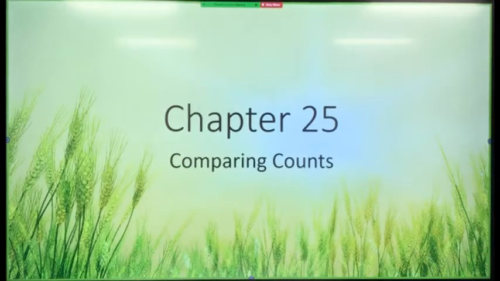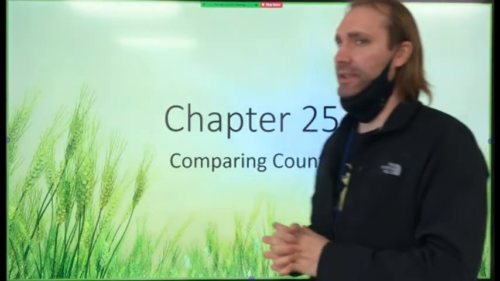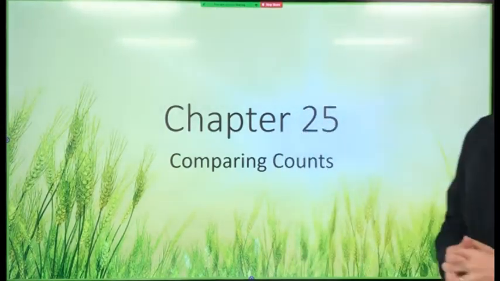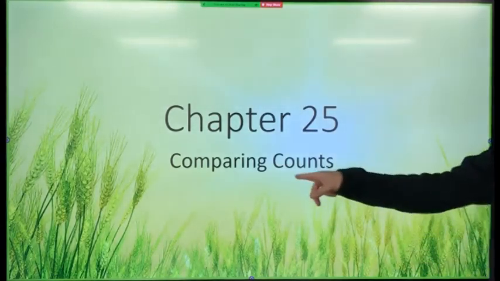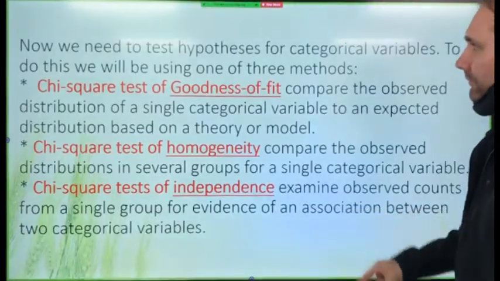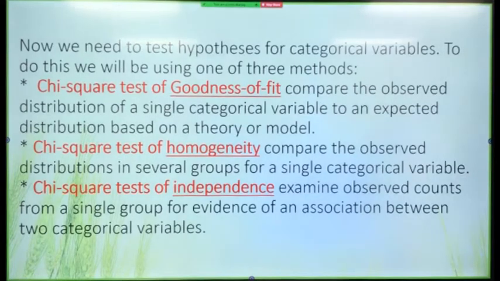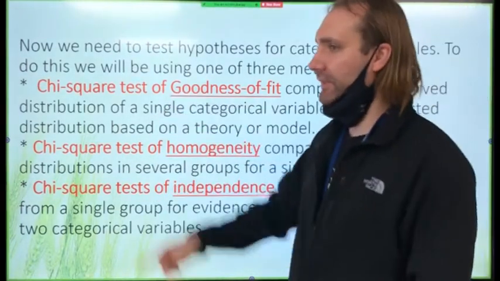Chapter 25, Comparing Counts. Now we're going to shift our attention away from quantitative data and into categorical data, things we can count. So now we need to test hypotheses for categorical variables. To do this, we will be using one of three methods. So within this chapter, we have three different types of tests we'll be doing.